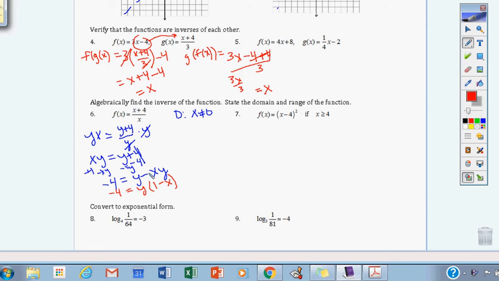Remember, when we distribute through, we want to have that same thing. Okay, so we've got this. Then all I have to do is divide by 1 minus x to both sides. And I have found the inverse. This is the inverse right there.